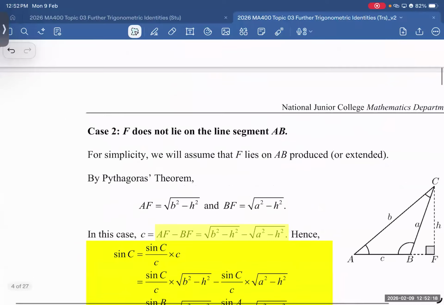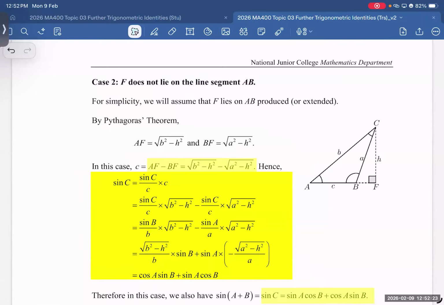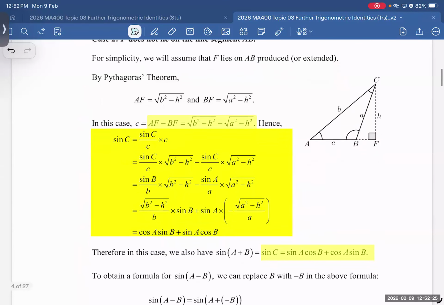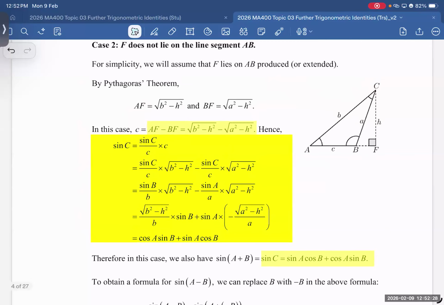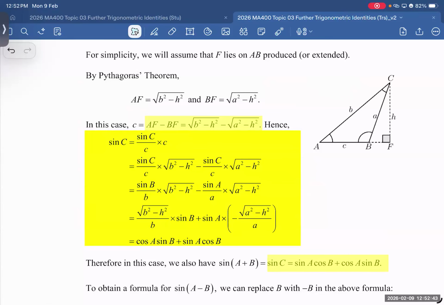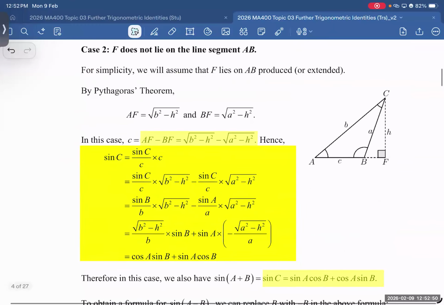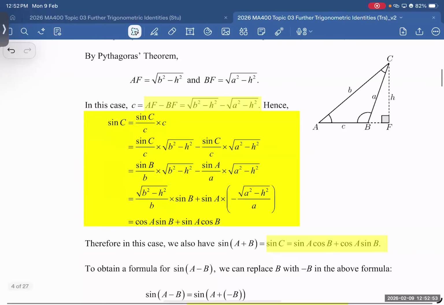Sin A cos B, cos A sin B. Okay, now case 2 is the case where F does not lie on the line segment. Okay, so I think I will not go through. I just tell you to copy. Ready? Ready, wait. You need time. Ready? 3, 2, 1, start. Okay, I'll just tell you to copy. This is on page 4. I will go through the first case. I will just let you look at the second case. Is that okay? I'll let you copy. You go back and read yourself.